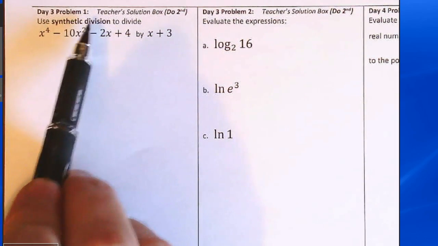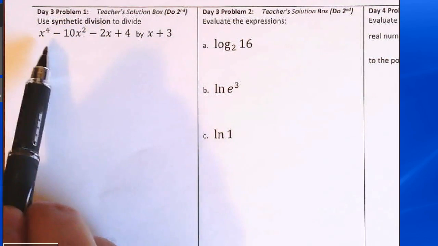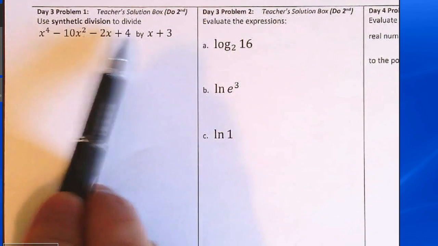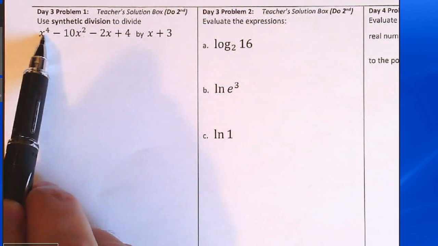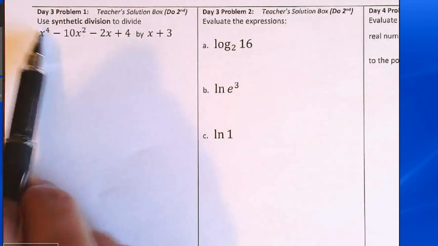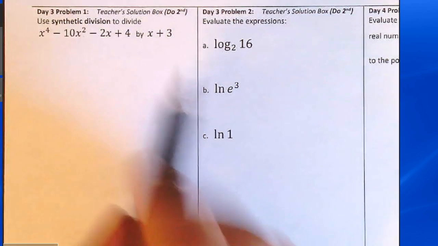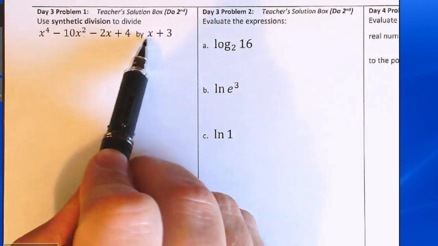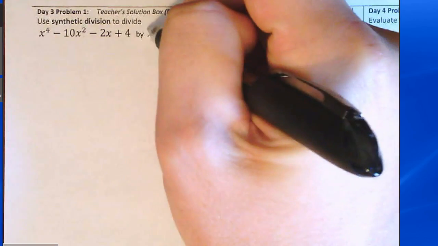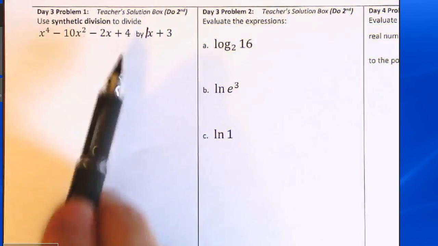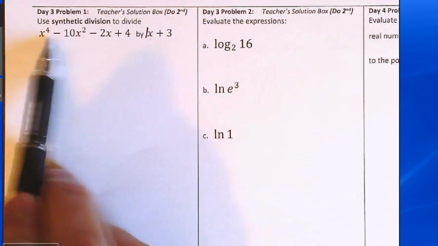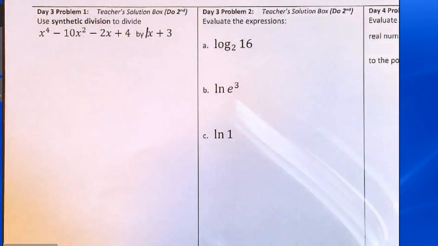Synthetic division is a division technique where you only write down the coefficients of the different terms of the expressions. You don't take the time to write the variables down. Synthetic division only works when you're dividing by a binomial where the leading coefficient of the binomial is a 1. Now that is what we have here, so we can use synthetic division to divide this polynomial by this.